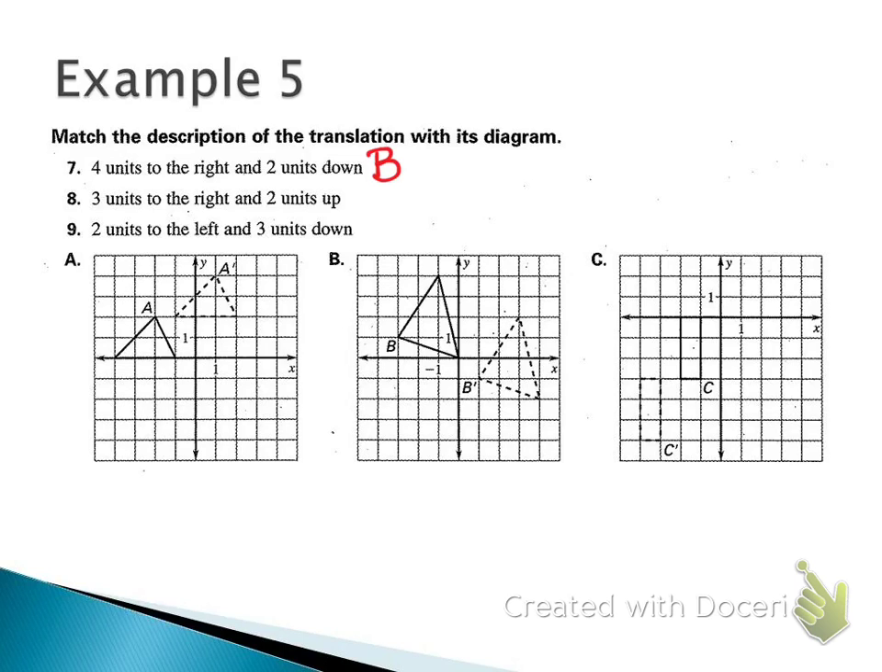The next one, 3 units to the right and 2 units up. A, so we can check it. 3 units to the right, 2 units up. I would agree. By default, number 9 has to be C, but we can check it to be sure. 2 units to the left and 3 units down. 2 units left, 3 units down works.